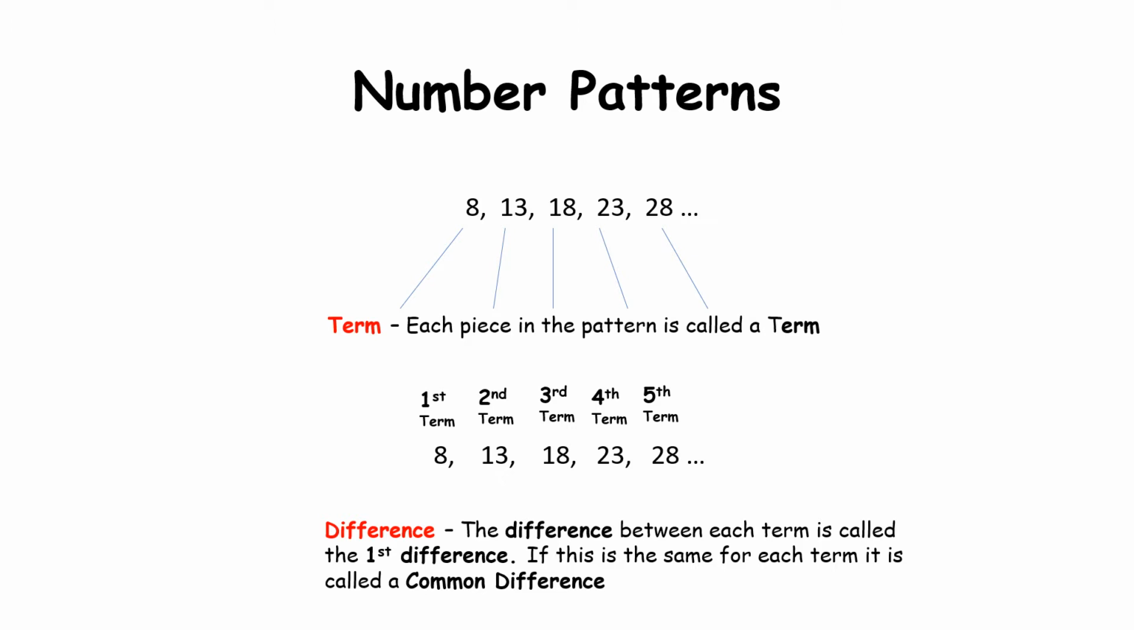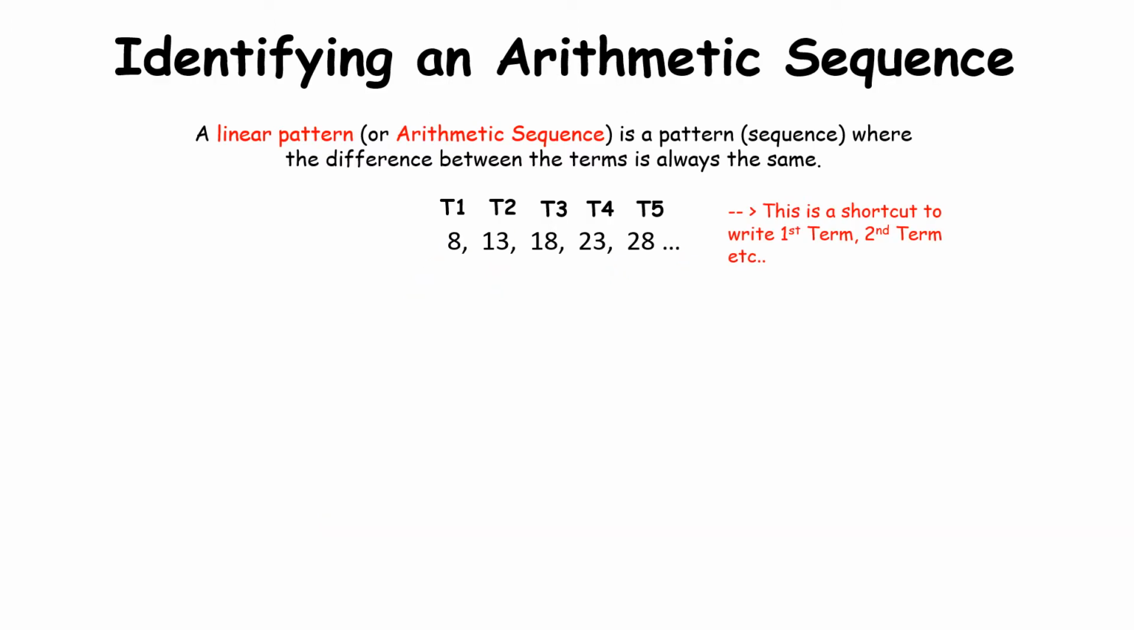So let's talk a little bit more about that. So here we have the same sequence, 8, 13, 18, 23 and 28. Instead of writing the first term, second term, third term, etc., we have simplified it to T1, T2, T3, T4, T5 and so on. So we're going to use more specific or mathematical terminology. Instead of saying a linear pattern, we're going to talk about this as an arithmetic sequence. So arithmetic is another way to say linear, and pattern is a more encompassing word for sequence. When we talk about numbers, we tend to call it a sequence. A pattern tends to be more about pictures, and we'll see how the two relate later in this PowerPoint.